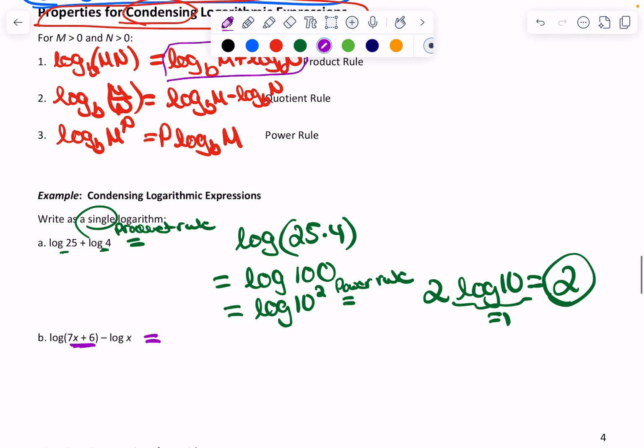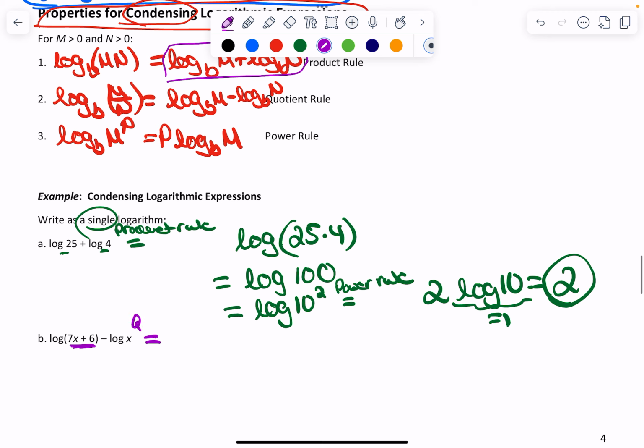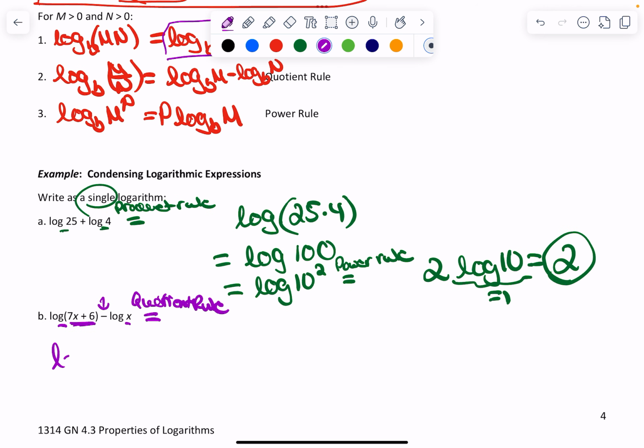So all we can use for this one is the quotient rule because they're both common logs, so the base is the same, and there's the subtraction in between. So this would be common log of 7x plus 6 divided by x.